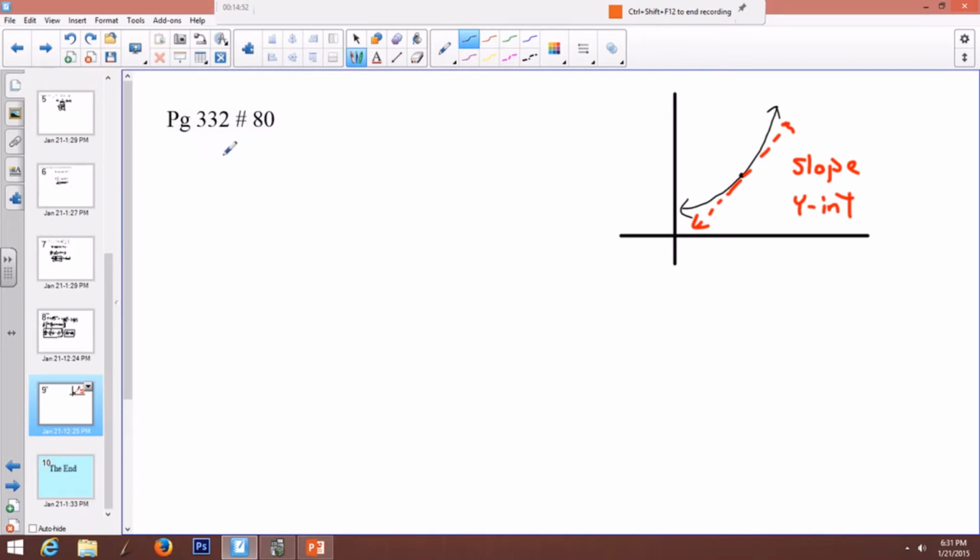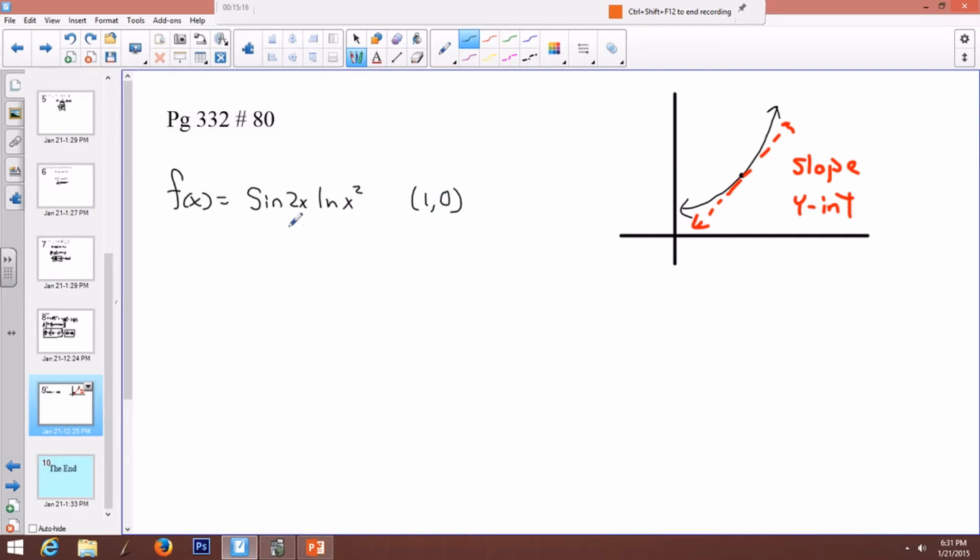So the equation that they give us for number 80 is f of x equals the sine of 2x times the ln of x squared, and they want us to figure out the equation of the tangent line at the point (1, 0).